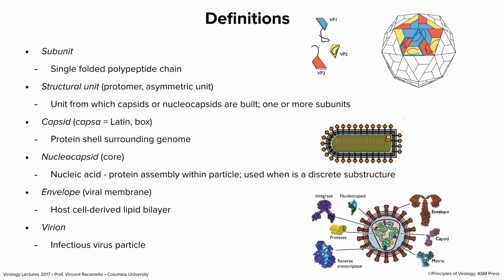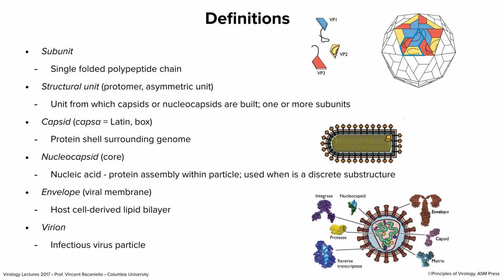And that's diagrammed here. So here in the upper right is a schematic diagram of poliovirus, which is the virus there on the table. And this is made up of many copies of protein subunits. The protein subunits are the single polypeptide chains. Here they're labeled VP1, 2, and 3. VP is a common name for a viral protein. VP, viral protein. So that's a subunit.